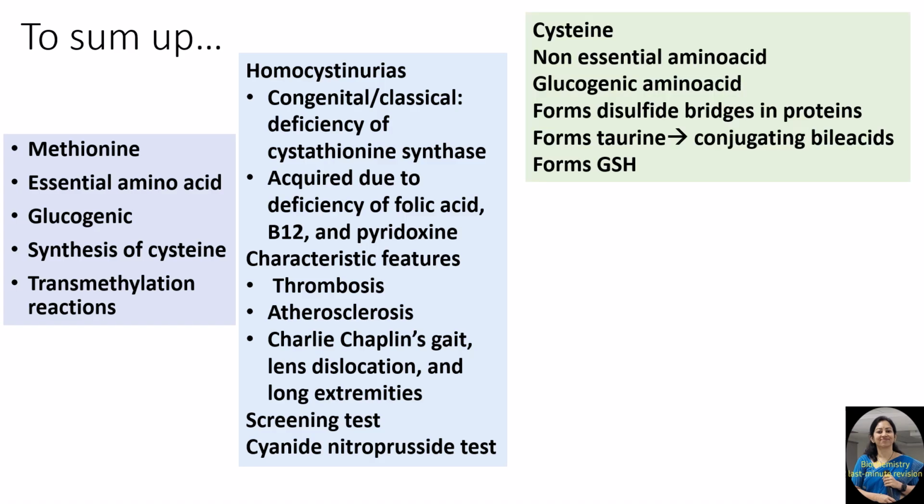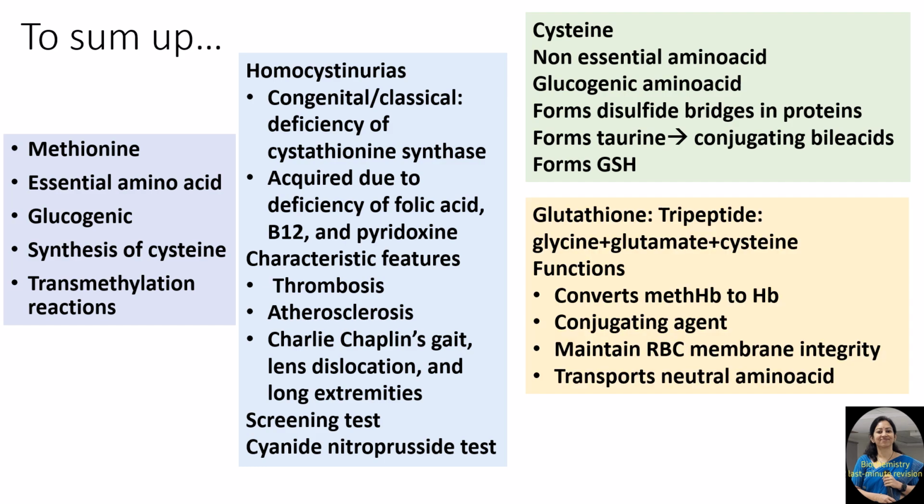wherein the urine forms a magenta red color. Coming to metabolism of cysteine, it's a non-essential amino acid synthesized from methionine. It is glucogenic because it forms pyruvate, and pyruvate can get converted to glucose by gluconeogenesis. It forms disulfide bridges in proteins, forms taurine, which is used as a conjugating agent for bile acids, cholic acid and chenodeoxycholic acid, and forms glutathione. Glutathione itself can be asked as a 5-marker question.